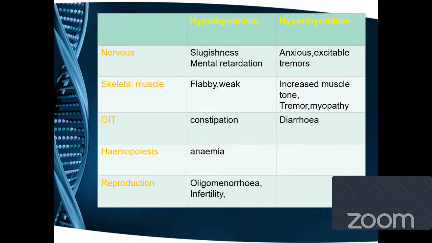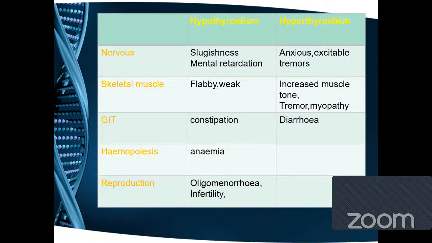Now, there are some differences between the symptoms of hypothyroidism and hyperthyroidism, which you should know. Because when the case is presented to you, it will be having those symptoms, and from those symptoms you can guess about the diagnosis. On nervous tissue, in hypothyroidism, there will be sluggishness or mental retardation. In hyper, the patient will be anxious, will be having tremors. Again, we can give you history about insomnia, difficulty sleeping.